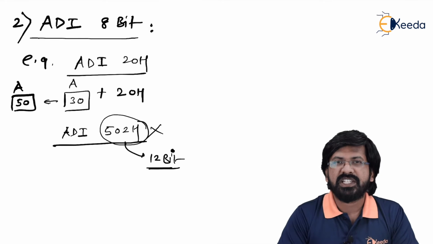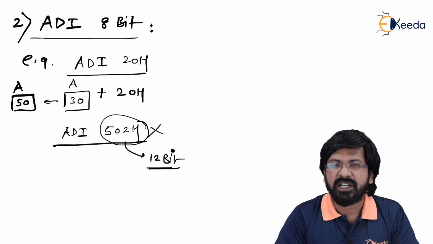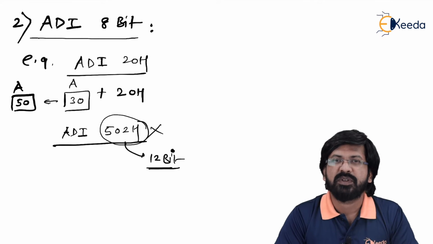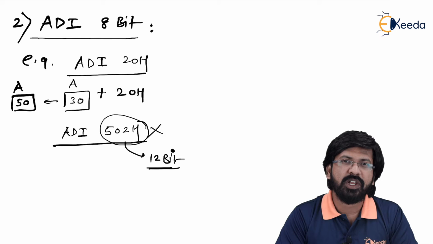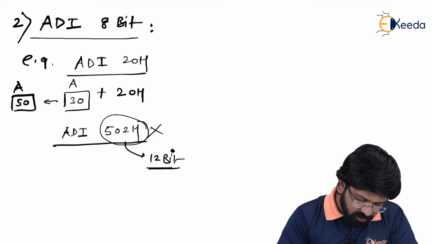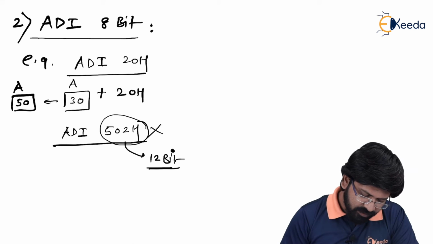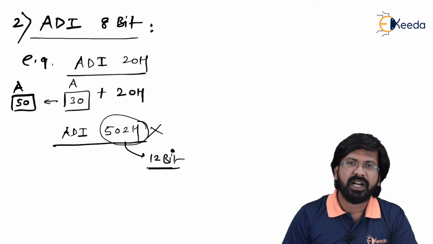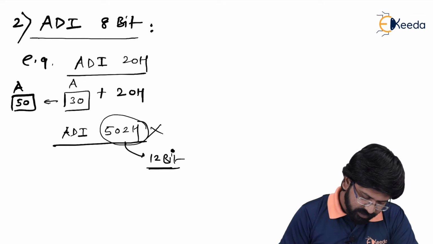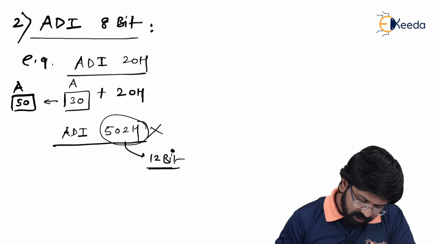We know that 8085 is an 8-bit microprocessor, the very first point that we have studied. The ALU that 8085 has is an 8-bit ALU, meaning that it is capable of operating only on 8-bit data. So we cannot have 12-bit addition, right? That's the reason why this is an invalid instruction. In fact, in the format I am very clear about it. I have written ADI 8-bit, right? So let's go for the next instruction.